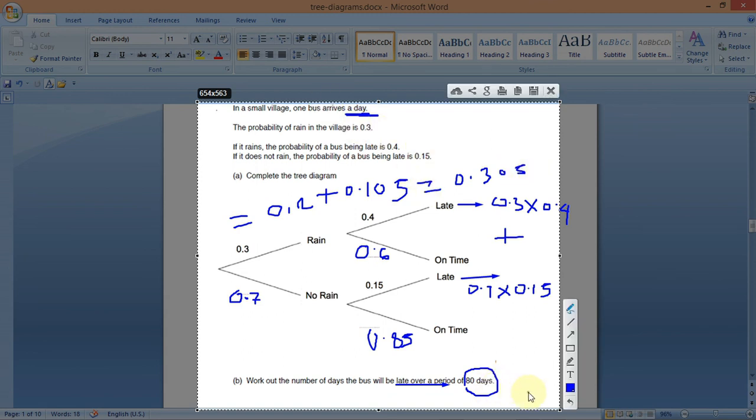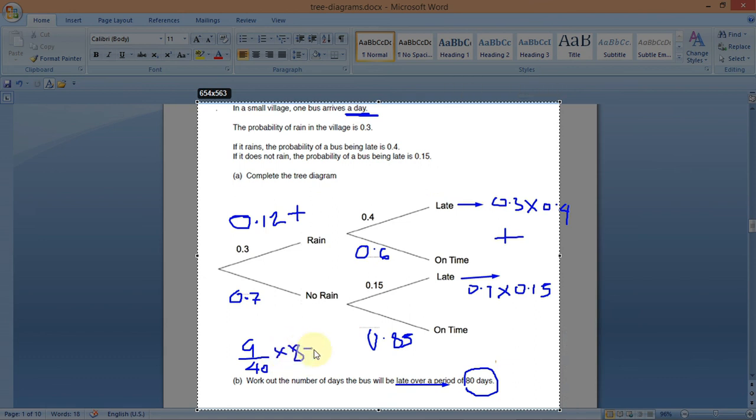So for 80 days, that will just be times 80. 80 days will be times 80. So 40 here, 40 here. So the answer here will be 18 days. Guys, this video, just go ahead and confirm.